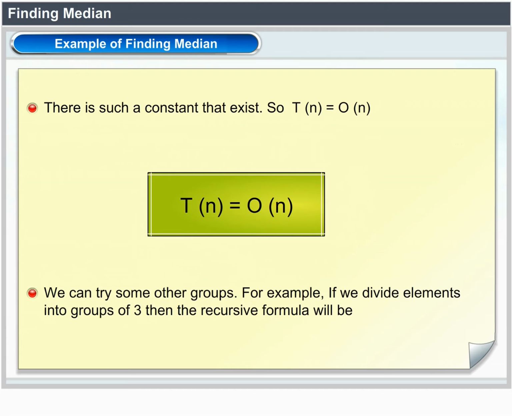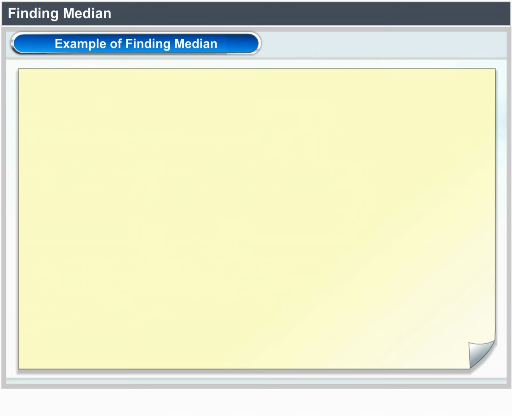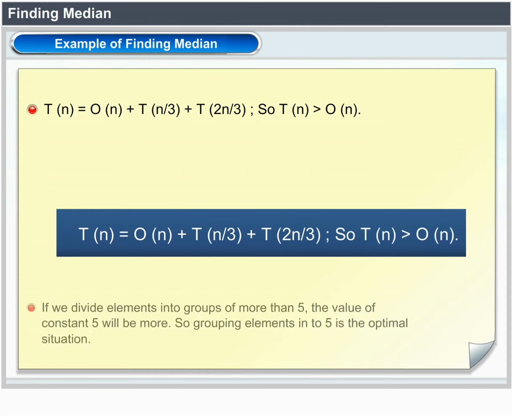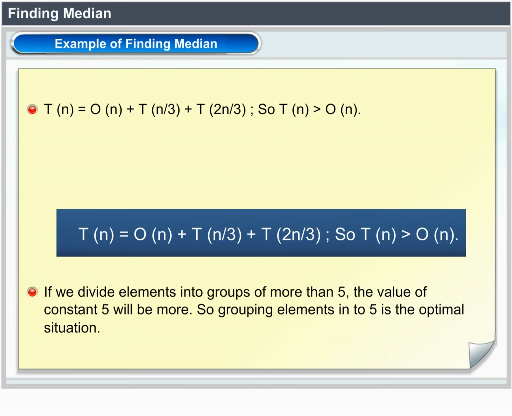We can try some other groups. For example, if we divide elements into groups of 3, then the recursive formula will be T(n) equals O(n) plus T(n/3) plus T(2n/3). So T(n) is greater than O(n). If we divide elements into groups of more than 5, the value of the constant will be more. So grouping elements into 5 is the optimal situation.